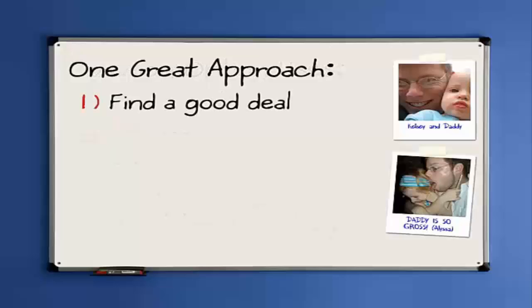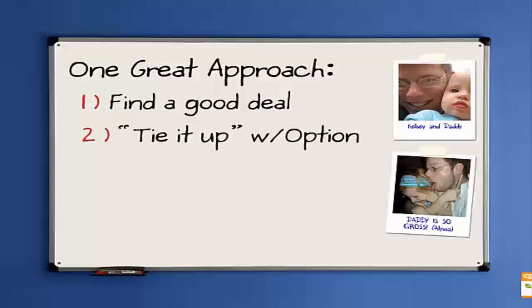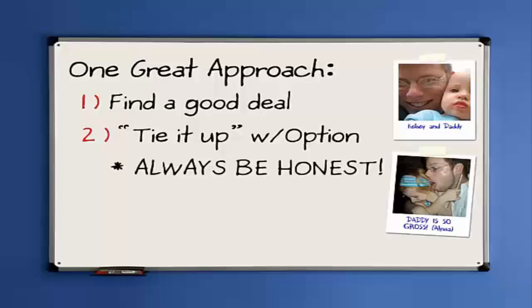One great approach to using an option is, one, find a good deal. Number two, tie it up with an option, and I mean tie it up ethically. Tie it up just means you get your equitable interest in return for having an option agreement in place, but always be honest, okay? When you put an option on a property, don't make the owner believe that you're going to be closing with certainty. Don't say, I'm going to be buying this property. Just be honest and say, I'm not sure if this is going to be a deal or not.